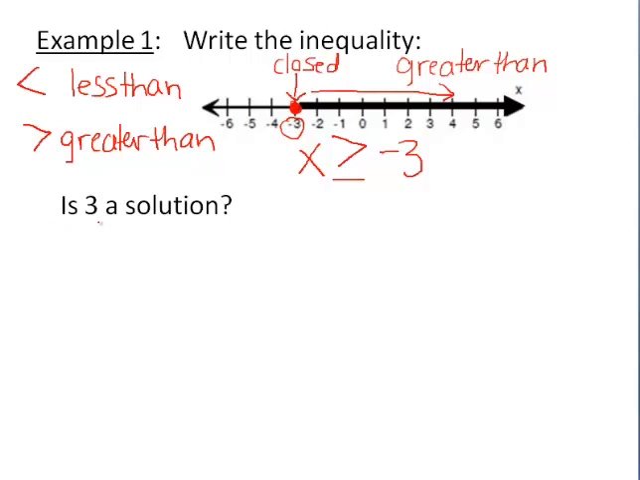So the question states, is 3 a solution? Well, if you look at 3 on the number line, 3 is right here, and yes, it is part of the shaded area, so it is a solution to this inequality.